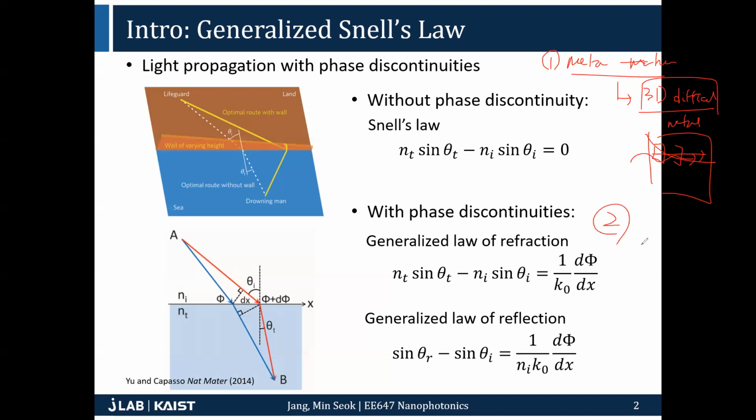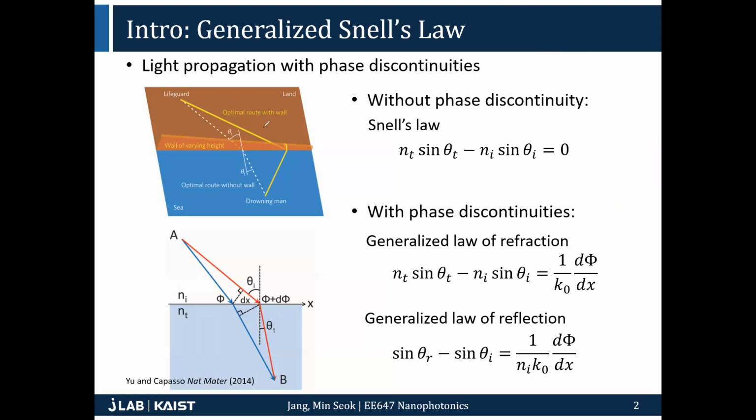So people try to do, okay, then if bulk metamaterial is difficult, then probably we can do just a surface. We can just place meta atoms on a surface and just use that surface to do something useful. And that's the main idea of having metasurface instead of metamaterial. And then, so what we can do is, this is called a lifeguard problem.